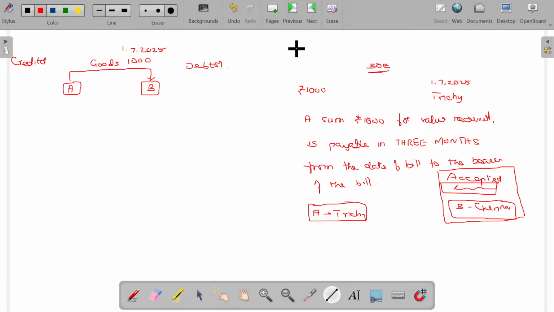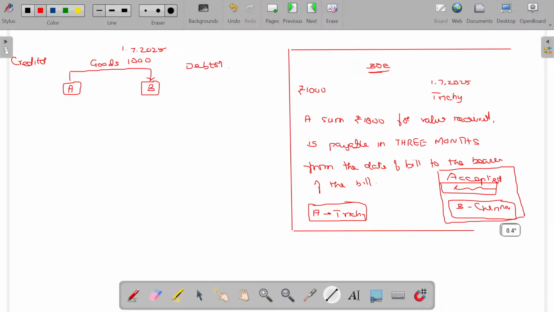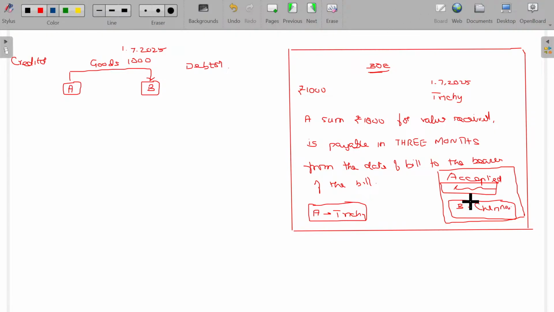This is what the bill of exchange is about. Who is preparing this? A is preparing. The seller himself prepares. Usually he will have the document pre-formatted. He just writes the required details and sends this bill to B. B will read it, sign after acceptance, and return it to A. This is called acceptance sent back.